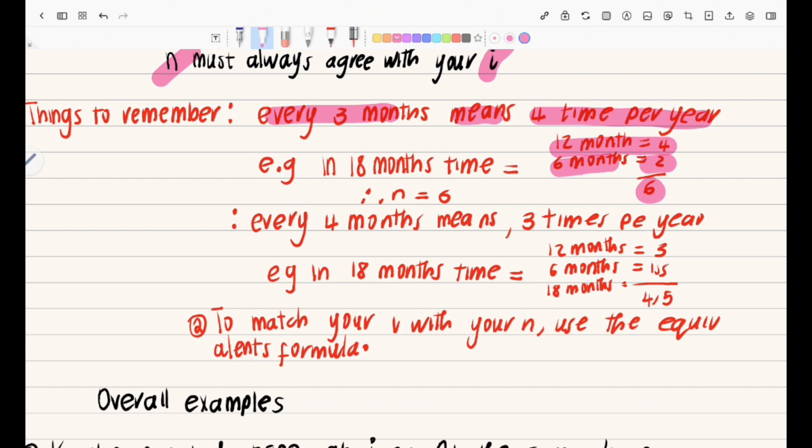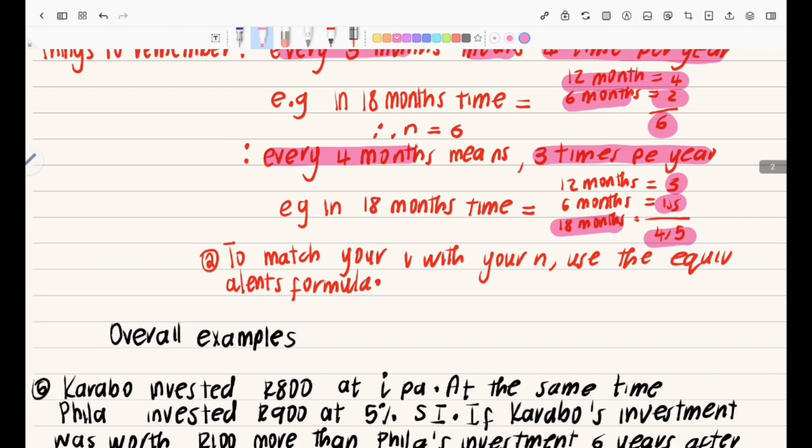If they say it occurs every 4 months, it means it's occurring 3 times per year. So in 1 year it occurs 3 times, in half a year it occurs half of the 3, which is 1,5. So in 18 months it occurs 4,5 times, right?